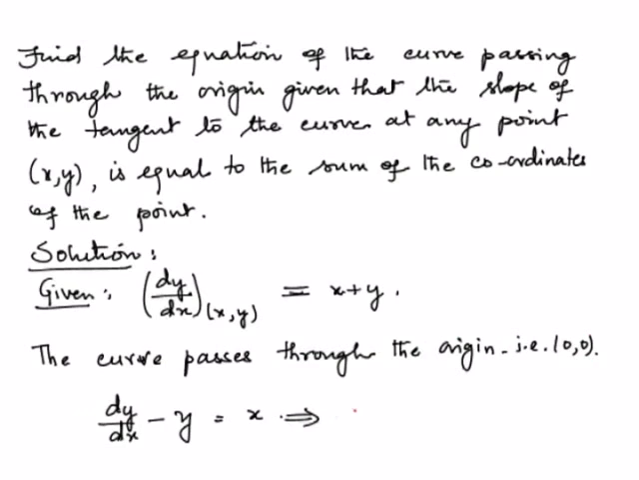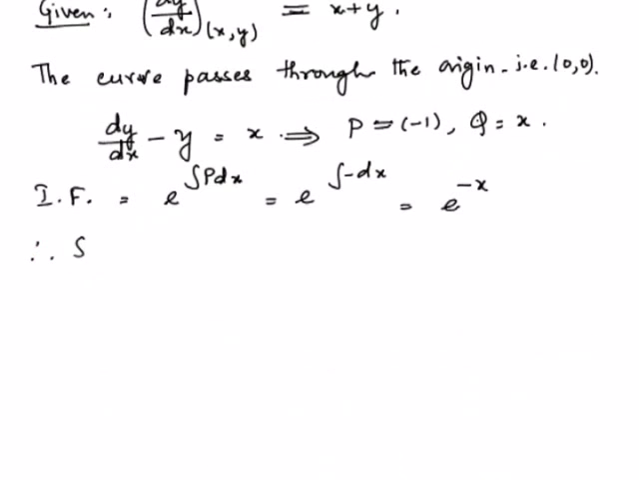Now we shall proceed with the integrating factor. The integrating factor is equal to e power integration of P dx, that is e power integration of minus dx, so that is e power minus x. Now, the solution. What is the solution? y into integrating factor is equal to integration of Q into integrating factor into dx plus c.